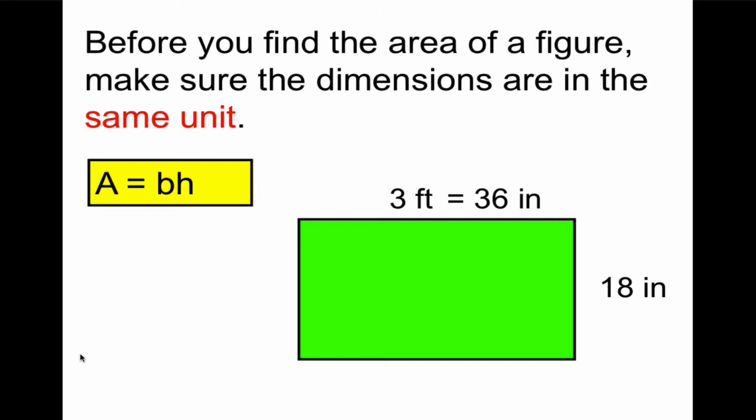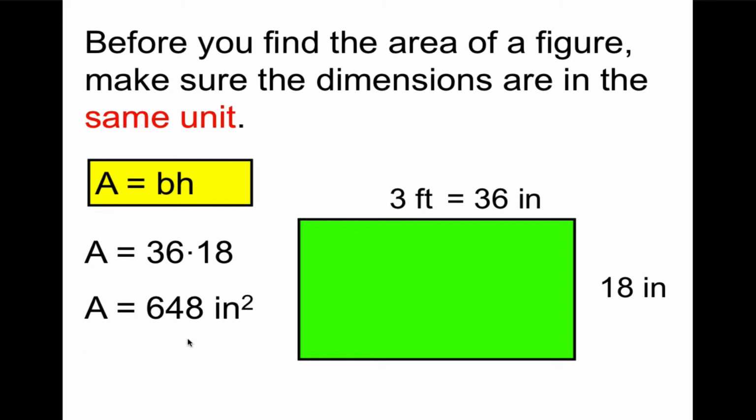So now we can use our area formula. The base is 36 and the height is 18. 36 times 18 equals 648 square inches. Notice that the inches to the second power is going to be read as square inches because that's indicating how many squares would fit inside the shape.